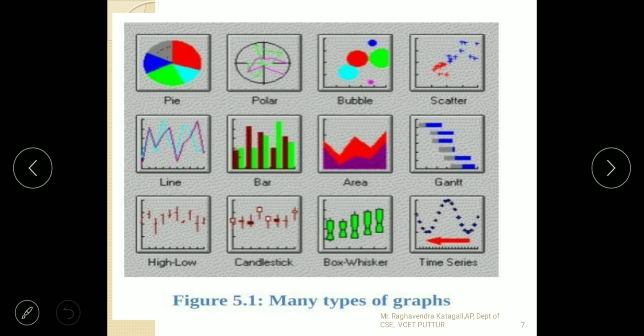The first one is pie chart. Second one is polar graph, bubble graph, scatter graph, line graph, bar graph, area graph, then Gantt chart, then high-low candlestick, then box whisker, then time series. These are several types of charts.